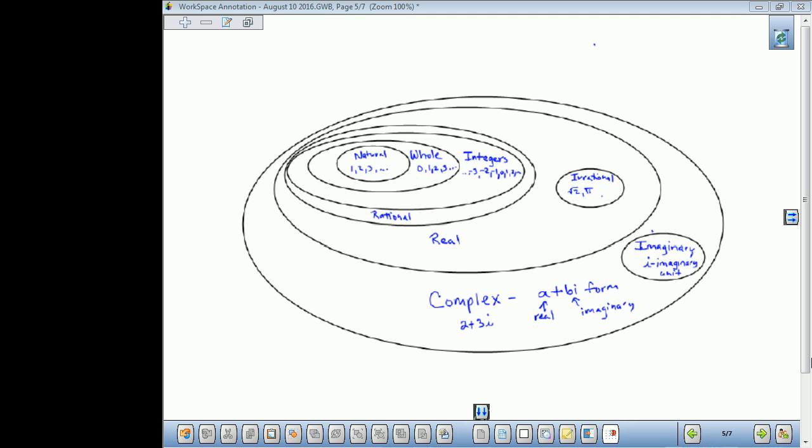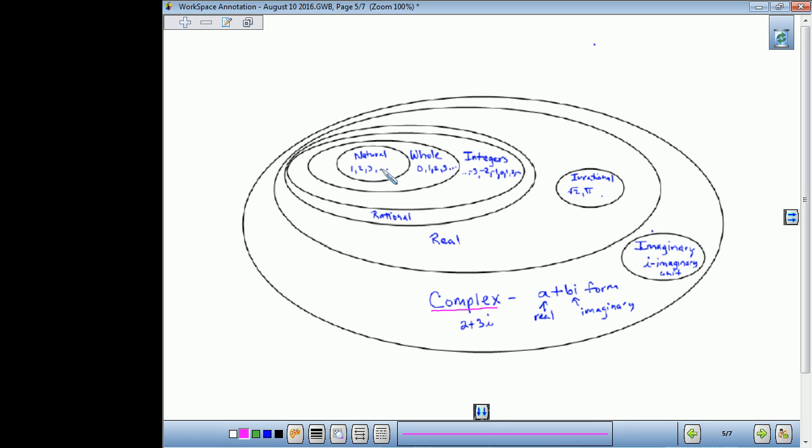Yesterday we talked about a new type of number called an imaginary number, and then the second part of the lesson is where we combined the imaginary part with a real part, and we call those complex numbers. So let's go back and review some of the number systems we've learned.